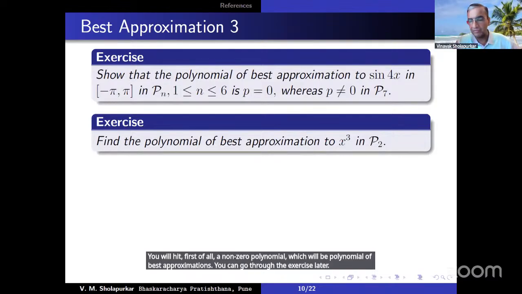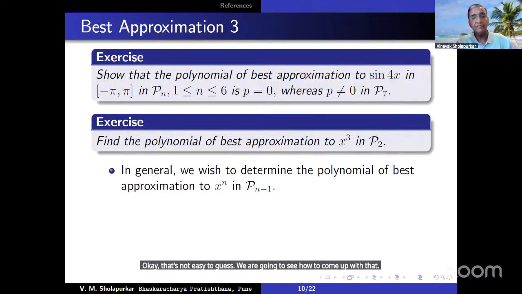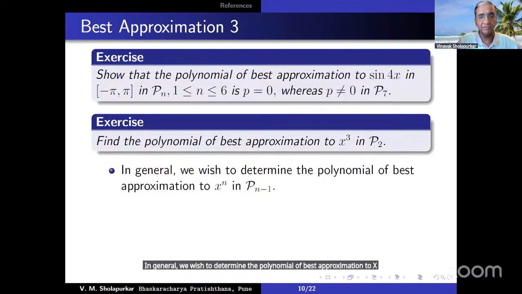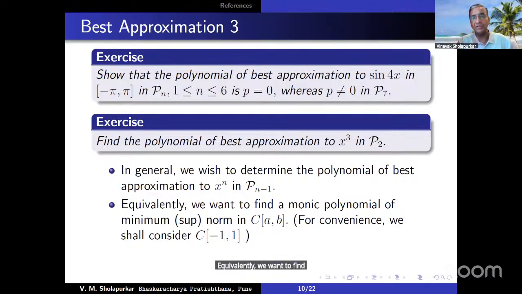Now, the polynomial of best approximation to x cube in P2. We found x square in degree less than or equal to 1. This is one step ahead. It's not easy to guess which polynomial will come as the polynomial of best approximation. Okay, that's not easy to guess. We are going to see how to come up with that. In general, we wish to determine the polynomial of best approximation to x power n in P(n minus 1). Equivalently, we want to find a monic polynomial of this.